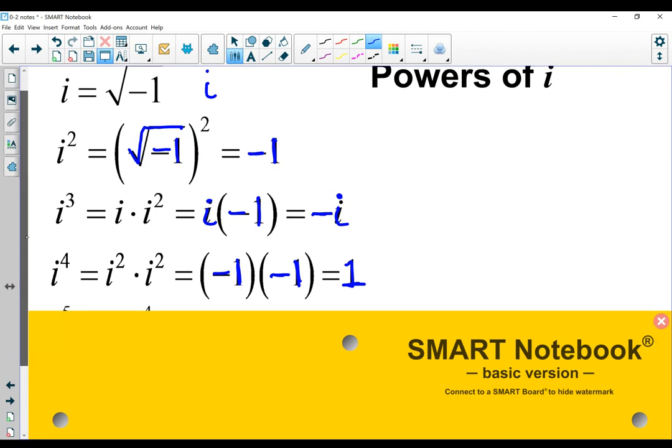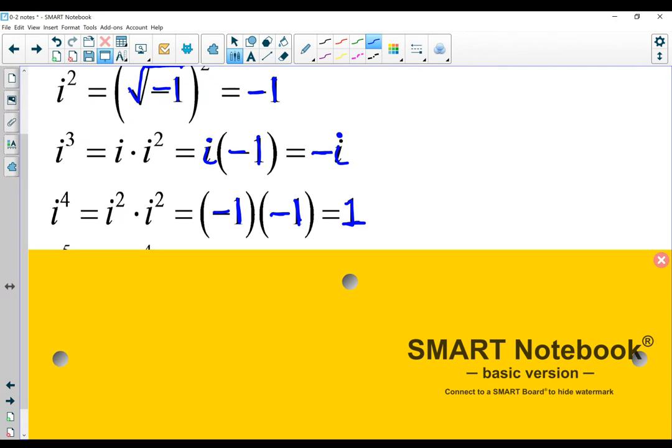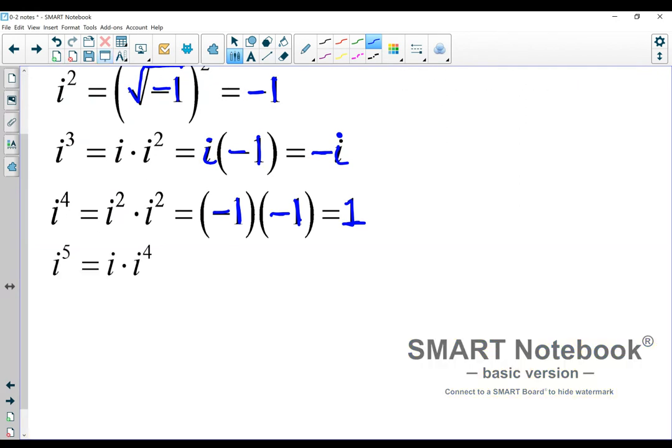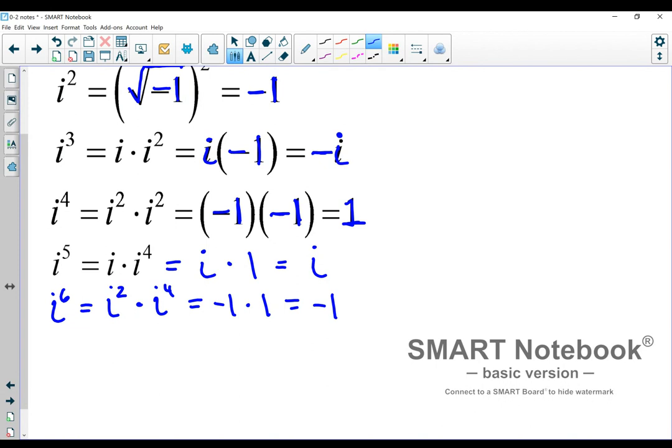So then we're going to look at what happens when we do some higher powers. So how about if we have i to the 5th? So i to the 5th would be one more factor of i times i to the 4th, which is i times i to the 4th is just 1. So this is going to be i. Now let's look at i to the 6th power. So the 6th power would be an i squared times an i to the 4th. i squared we decided already was -1. i to the 4th is 1. So this is going to be -1.